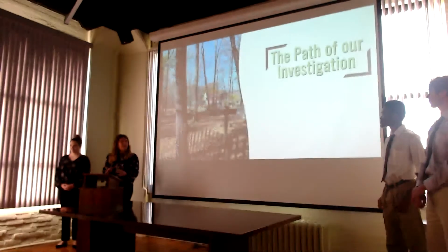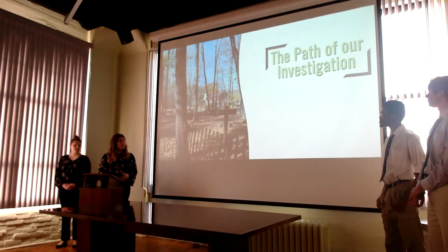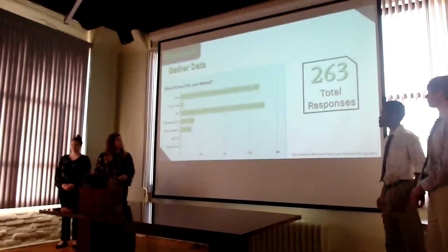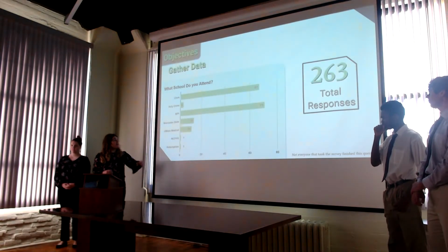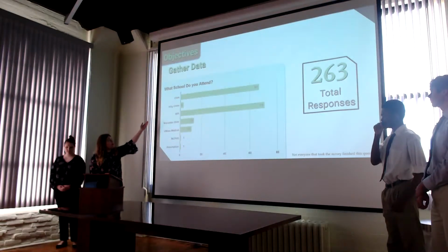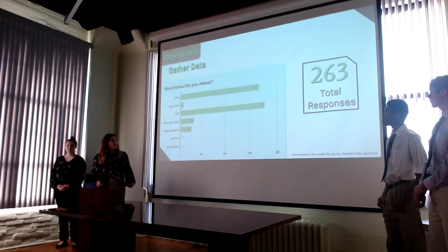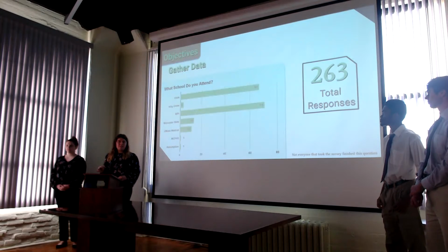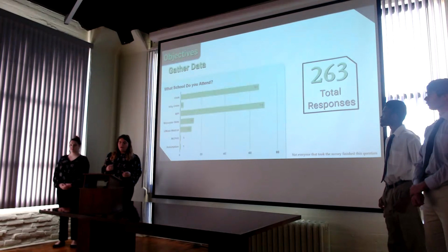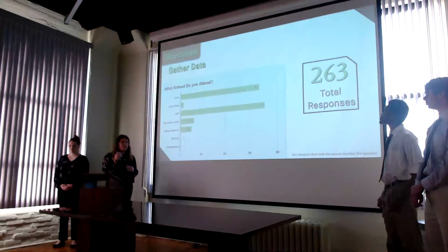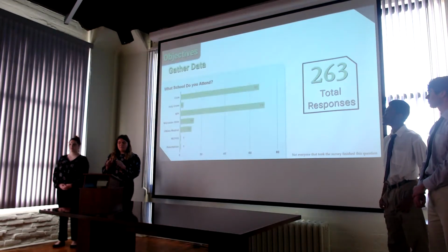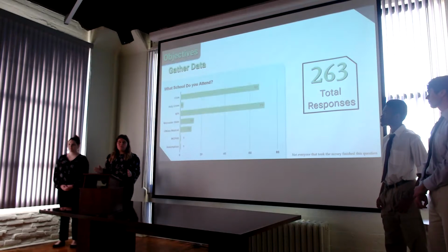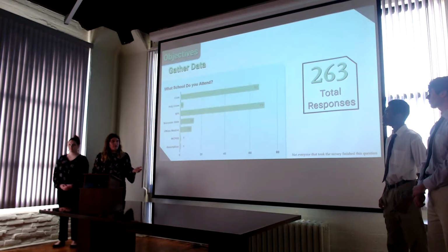So moving on to the path of our investigations and our methods. Firstly, we sent out a survey to as many college students as we could. As seen by the graph on the left here, we got responses from these Worcester colleges, 263 total responses. This survey asked about what outdoor activities these college students had been doing, what they're interested in, and what their transportation situation was like. Basically, any information that we need to schedule outdoor events, we gained from this survey.